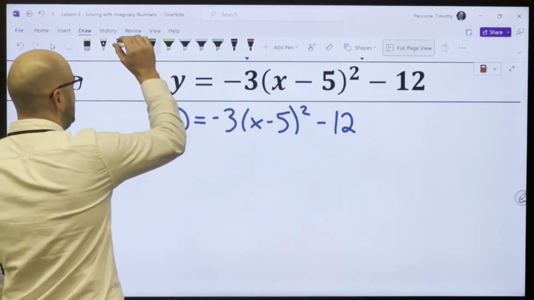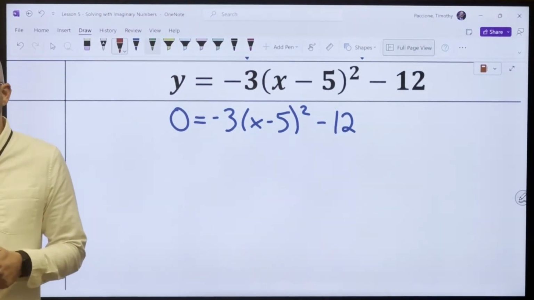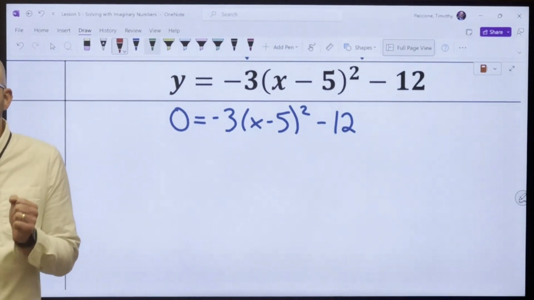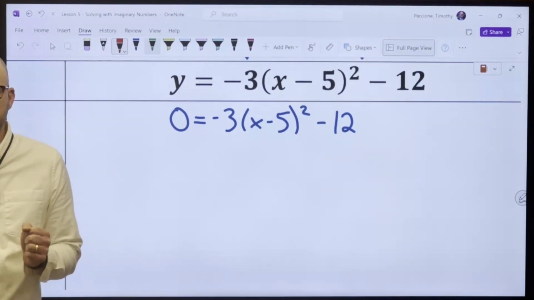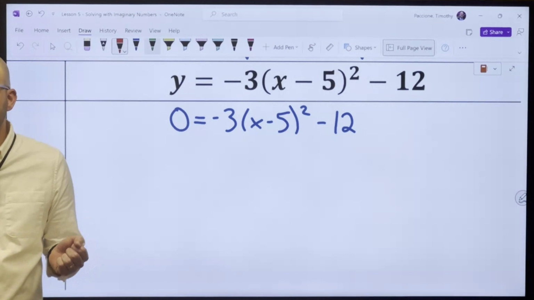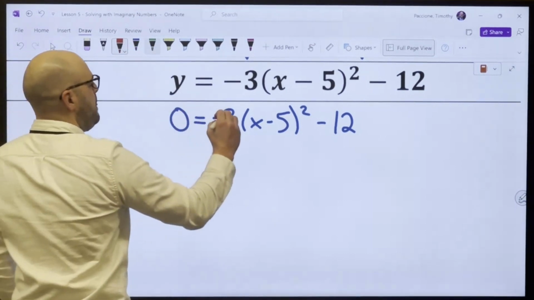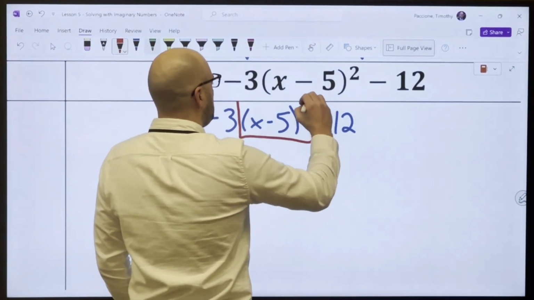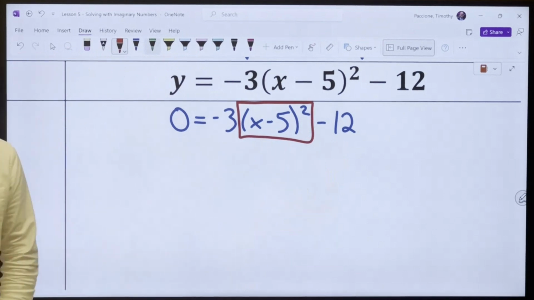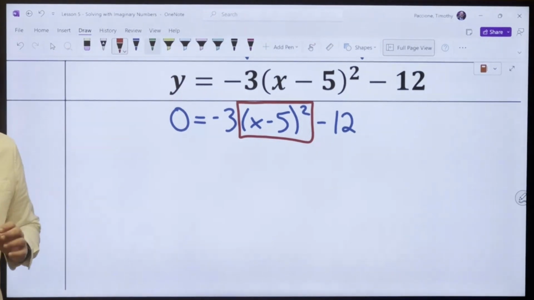Now, just like in the last problem, what's our goal? Isolate the square. But what's the square here? Last time it was just x. x minus 5 is the square. This is what's being squared. I know that's kind of a rectangle, but you get the point. That's what we need to get by itself.